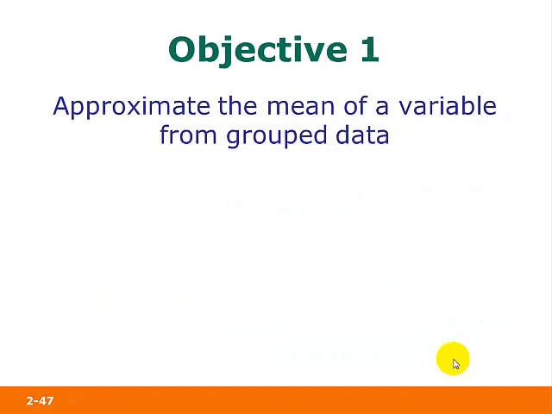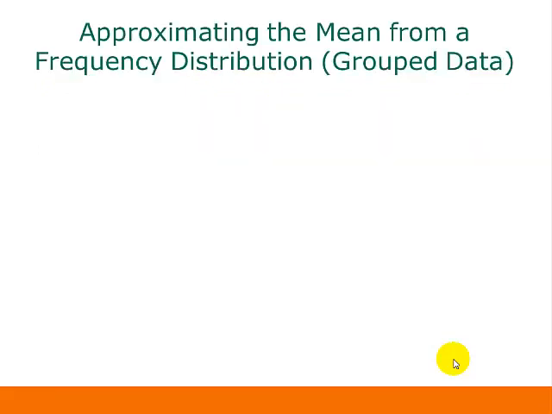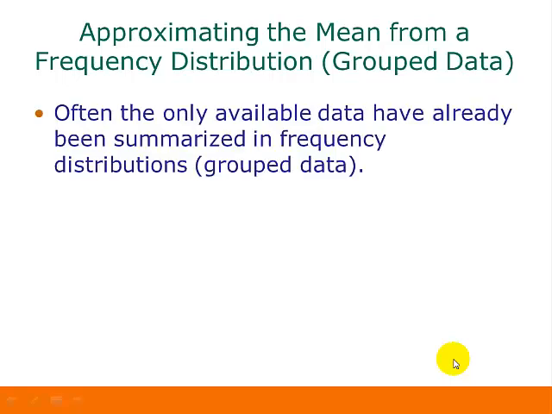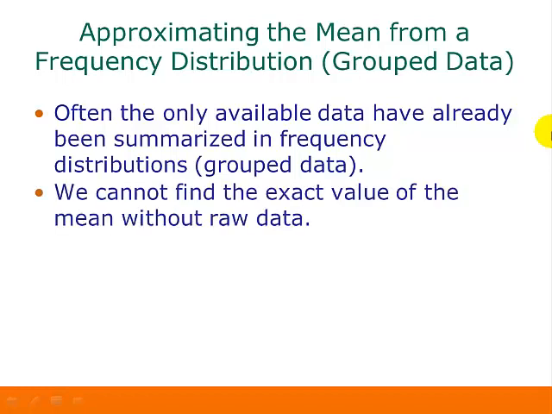So first we're going to look at approximating the mean. And when we talk about group data, what we mean is that it's already in a frequency distribution. Oftentimes this is the only available data that we have. It's already been summarized in a frequency distribution, or what the textbook calls group data. We don't have the raw data to be able to get an exact value of the mean, and without the raw data, we can't find an exact value for the mean.